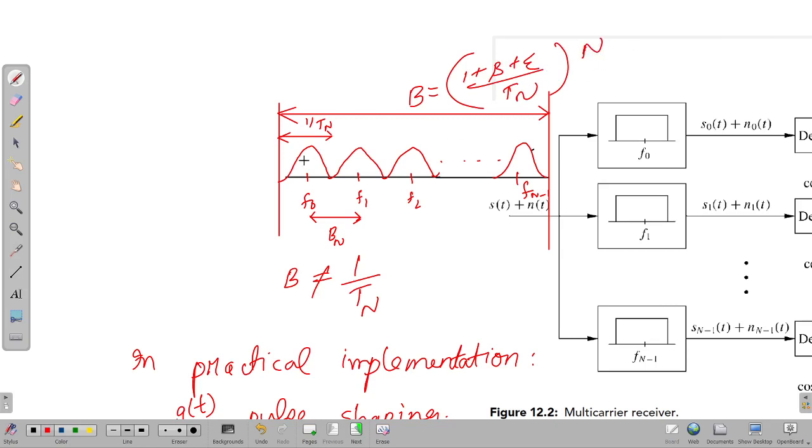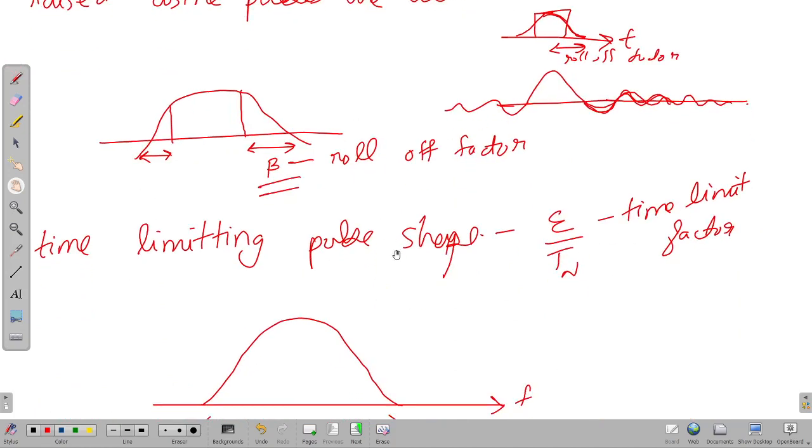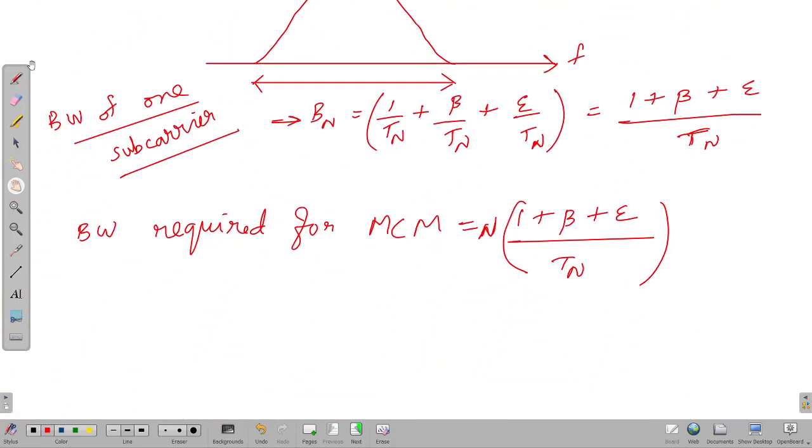So you have n number of subcarriers, and these subcarriers are not overlapping with each other. A subcarrier ends, and at that point itself the next subcarrier frequencies begin. So B is equal to 1 plus beta plus epsilon divided by Tn into n. That is one very important thing you have to keep in mind, and you can also see these types of equations in the problems which you are going to do.